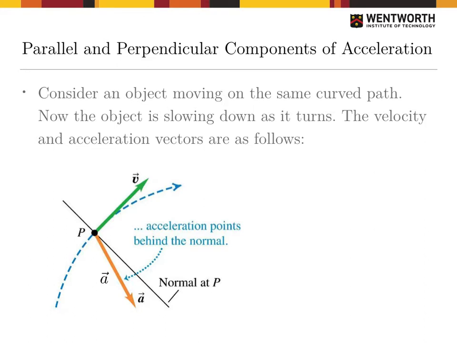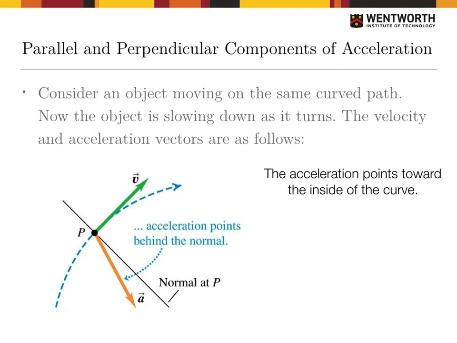Consider an object moving on the same curved path as before. Now the object is going to be slowing down as it turns. This time, the acceleration vector is in a slightly different direction. It's still directed toward the interior of the curve.